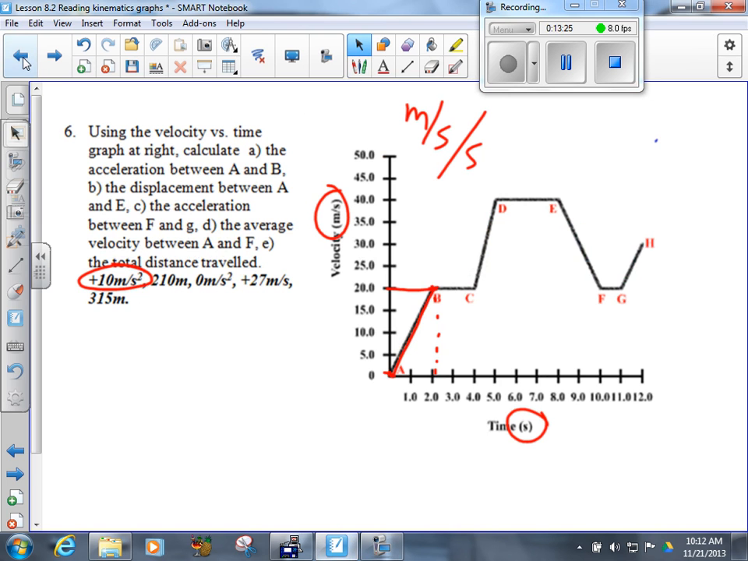All right, displacement between A and E. So we're looking for areas underneath the line here, right? Okay, and so we've got this rectangle here. All right, so the area of all of those shapes should give us our displacement between A and E. So this one, did you miss part of the? Oh, okay. All right. Any other ones there, guys?